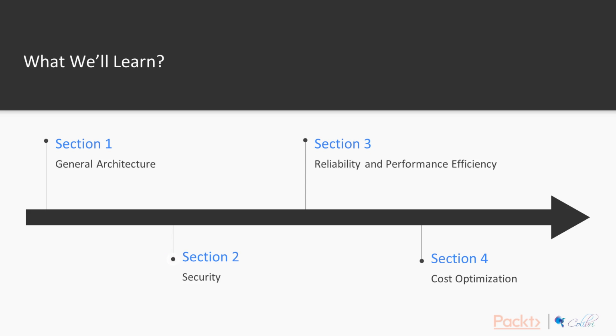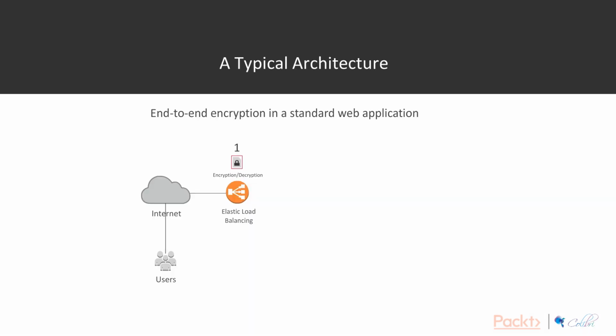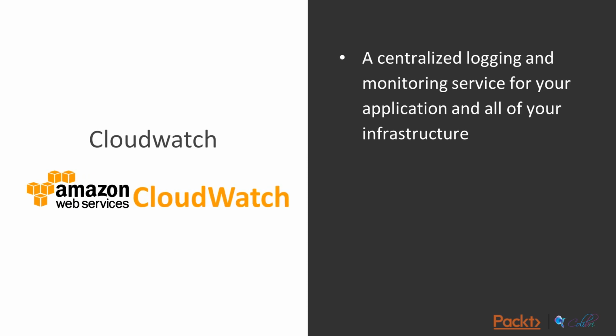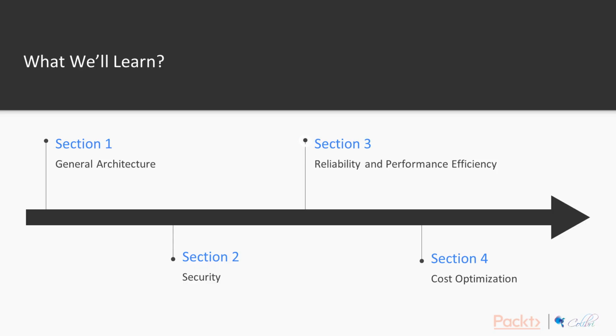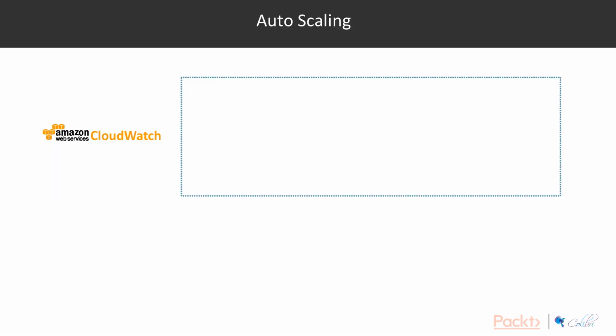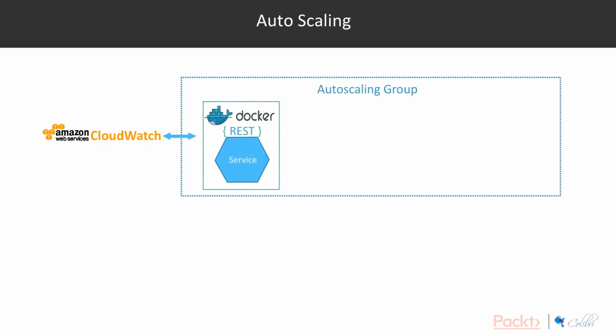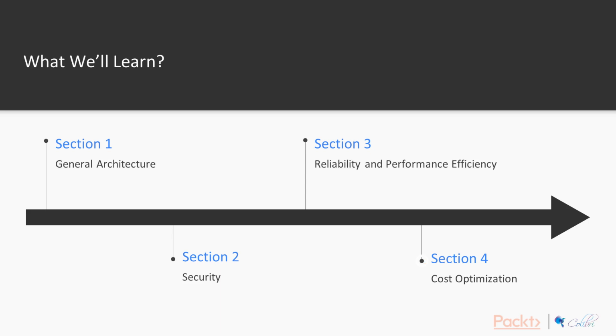Next, we're going to look at how we can design our application for security. With cloud computing, you are running on public shared infrastructure, and it's very important that you think of your application security design from the very beginning. Next, we're going to look at how we can build an application that's both reliable and performant, before finalizing the overview with cost optimization.